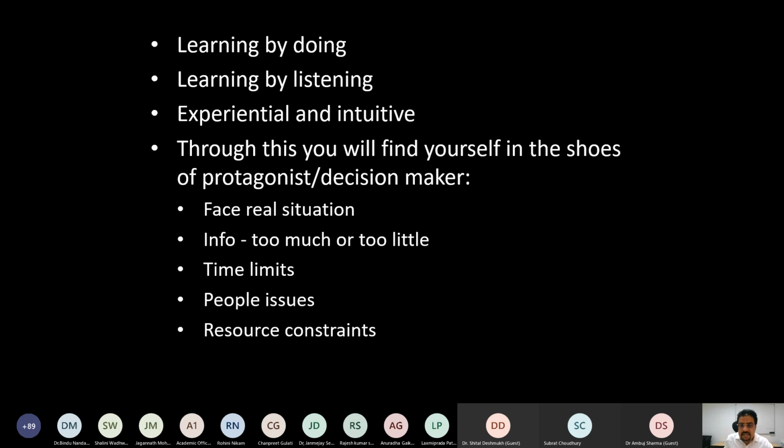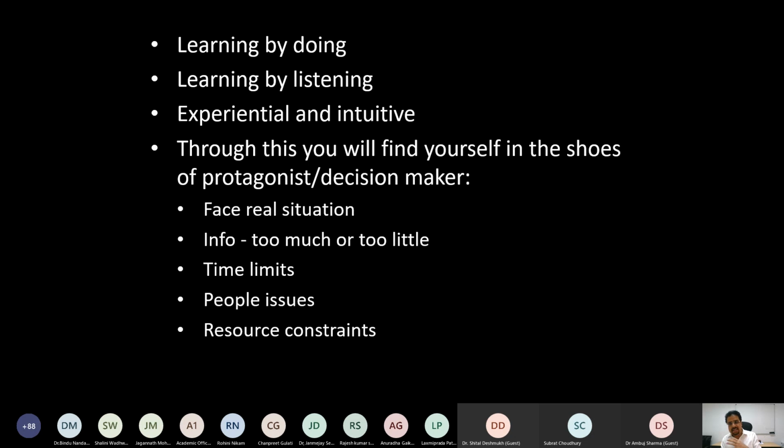So what we do in this is that we bring an outside scenario or situation into the classroom. We simulate the whole environment, and then we put the students in the shoes of the protagonist or the decision maker. The students are supposed to play the role of the decision maker over here.